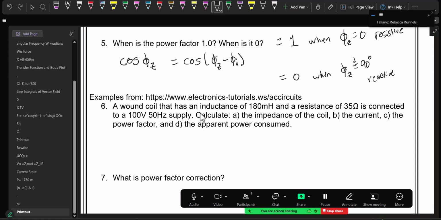Okay. A wound coil that has an inductance of 180 millihenries and a resistance of 35 ohms is connected to a 100 volt 50 hertz power supply. So our frequency is 50 hertz. With a problem like this, you can say that your voltage is at 0 degrees and everything is measured from that, because there's not an absolute zero, it's just relative to each other.